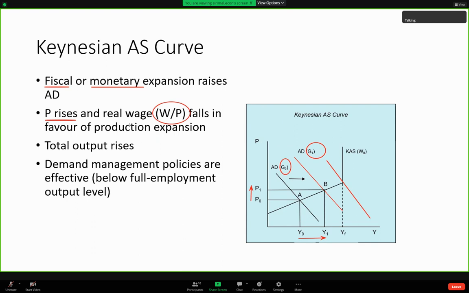Demand management policies, that means either increase in demand or control in demand, those things are important to maintain full employment output in the economy. But of course, the extreme end Keynesian view has a horizontal aggregate supply line. We have seen that earlier, so there is no impact at all on the price. But this is a little above that, an upward sloping supply line.